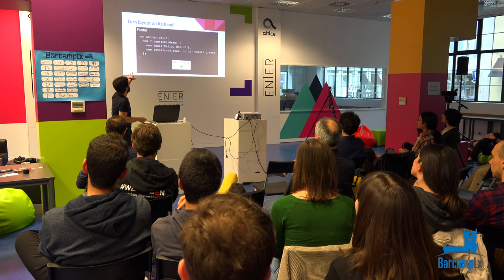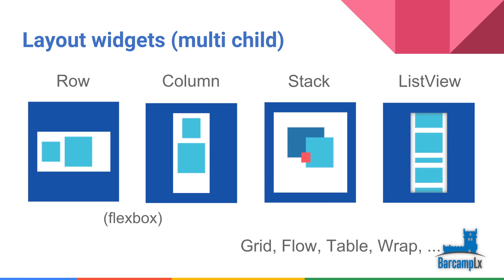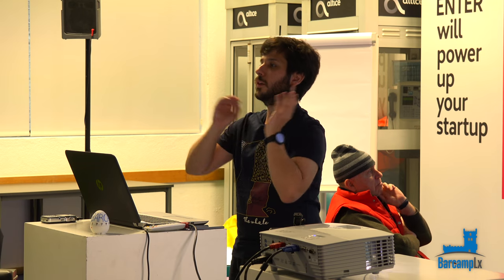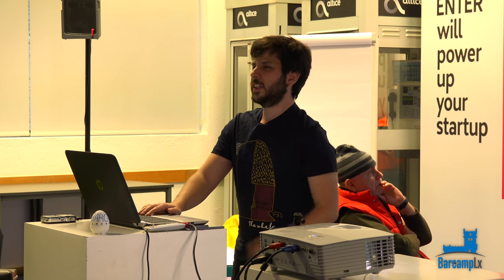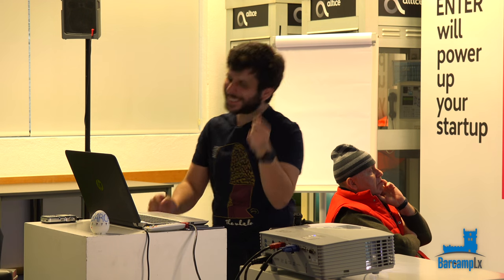And with Dart 2, which has now come out, you can just omit the new. It's just like that. And that center you can just change to padding, center, align, and it will work accordingly. You can switch the column to row, column, stack, and list view, and it will work magically. It just works. I like to say this as a Google guy. It just works.